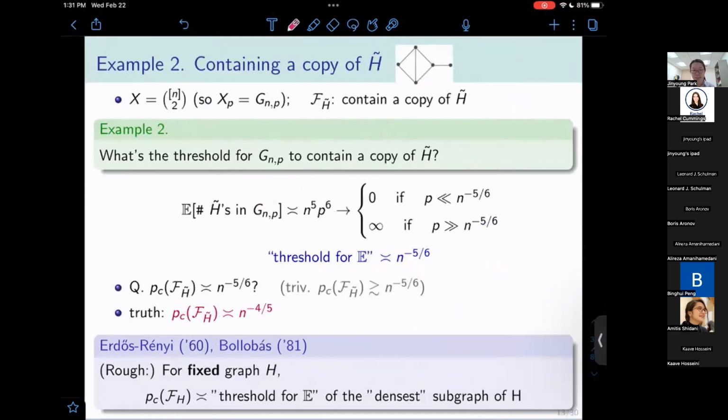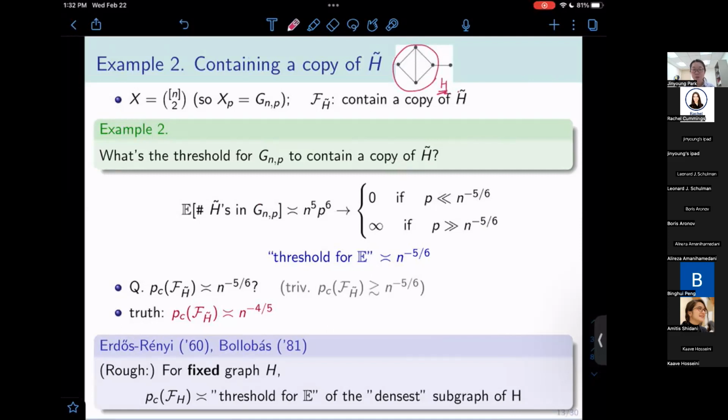And that is actually proved by Erdos and Renyi and Bollobas back in the 60s and 80s. So they showed that, roughly speaking, for any fixed graph H, the threshold for having a copy of H is equal to the threshold for the expectation of the densest subgraph of H. Here, the density is just the number of edges divided by the number of vertices. So in this example, because the densest subgraph of H tilde is H, the threshold for the expectation of H determines the right threshold for having a copy of H tilde.